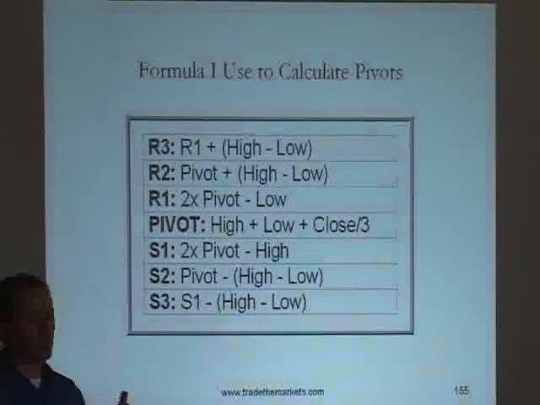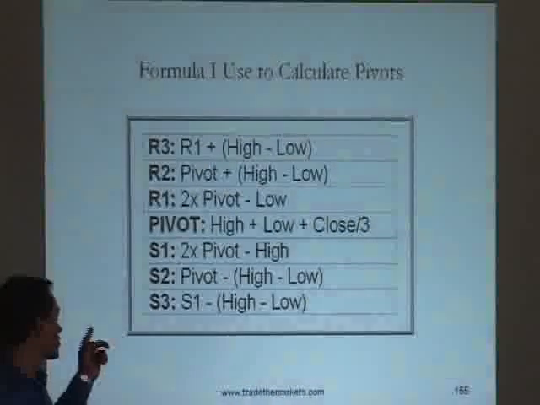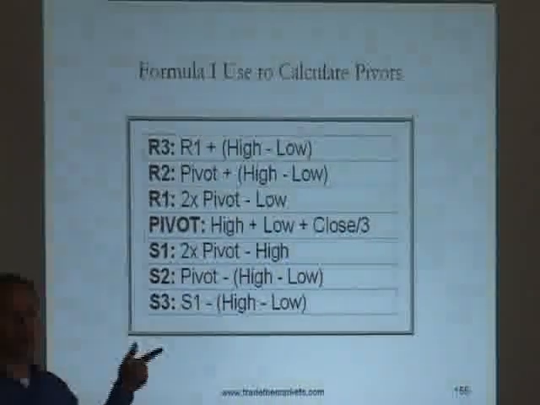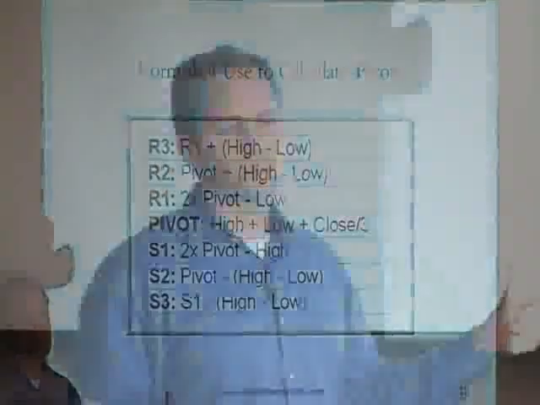Where mine's different than a lot of others is the R3 and S3 calculations. Many R3 calculations take R2 plus the high minus the low, and I just use R1 plus the high minus the low. If you're looking at this going, this makes no sense to me, that's okay. You don't need to know these formulas or calculate it the same way every time, or go through this process. It's just so you know which formula it is.